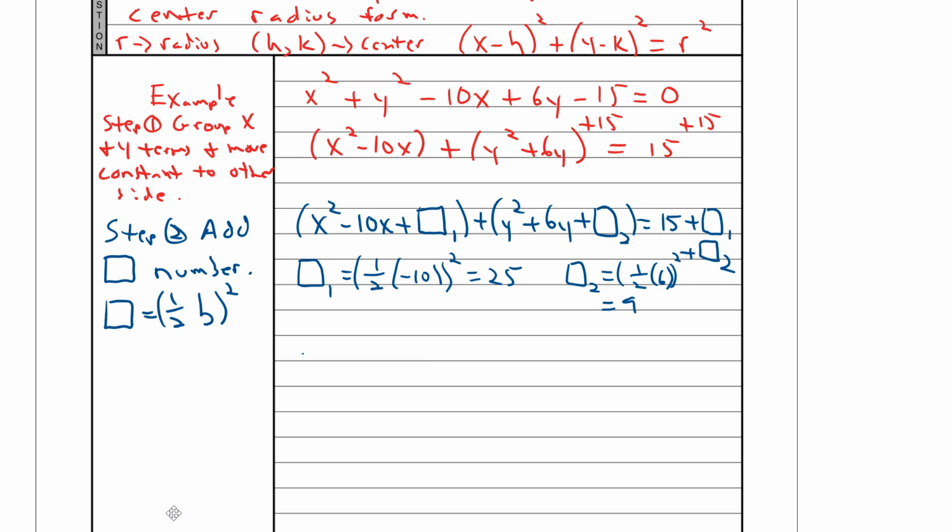So we have x squared, so I'm going to fill in 25 in here for box 1. And I'm going to fill 9 in here for box 2. Alright. 25 for box 1 on the right hand side, 9 for box 2. Now, step 3.